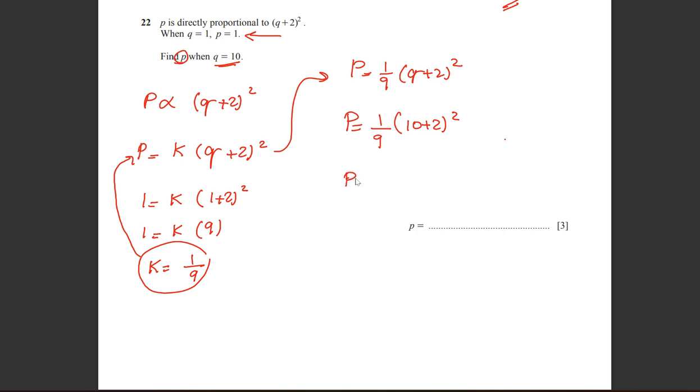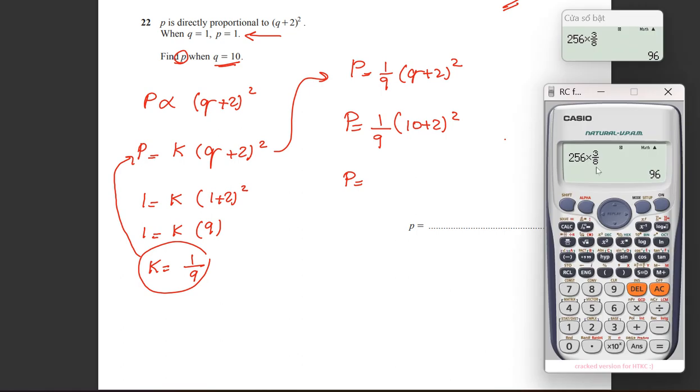So we have here 1 over 9, then 10 plus 2, close the bracket, power 2. It will give me what? 16.